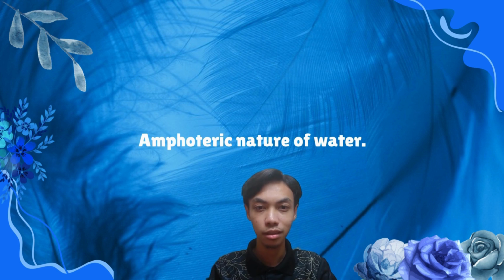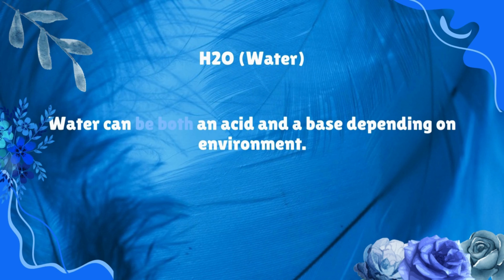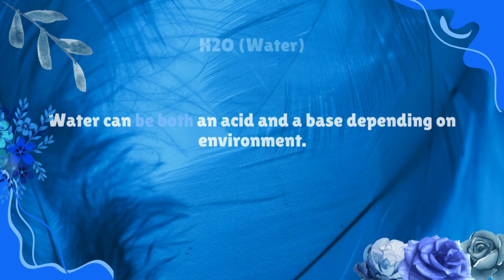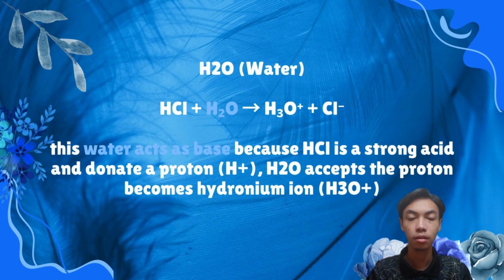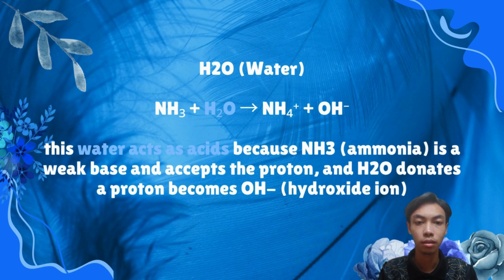Now let's look at the amphoteric nature of water. A substance is called amphoteric when it can act both as an acid and a base. Water is a great example of this. This is water as a base because hydrochloric acid is a strong acid and donates protons. Water accepts the proton to become hydronium ions. And this is water as an acid because ammonia is a weak base and accepts protons, and water donates a proton to become hydroxide ions.